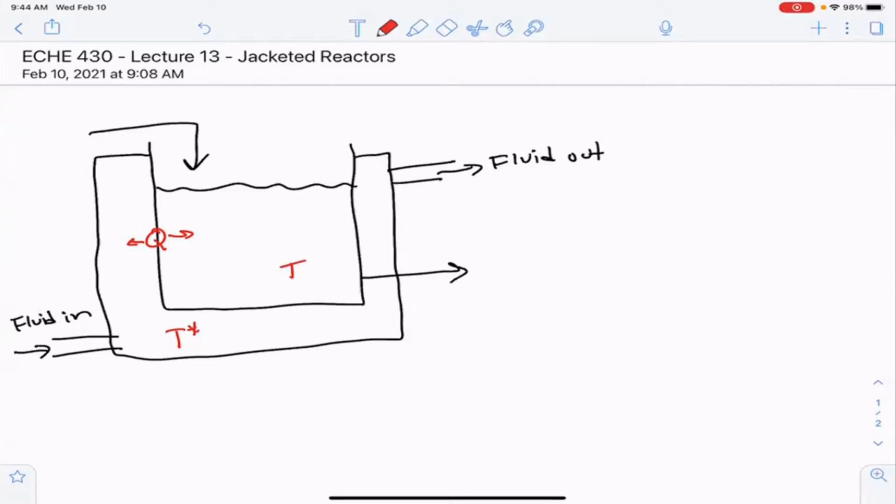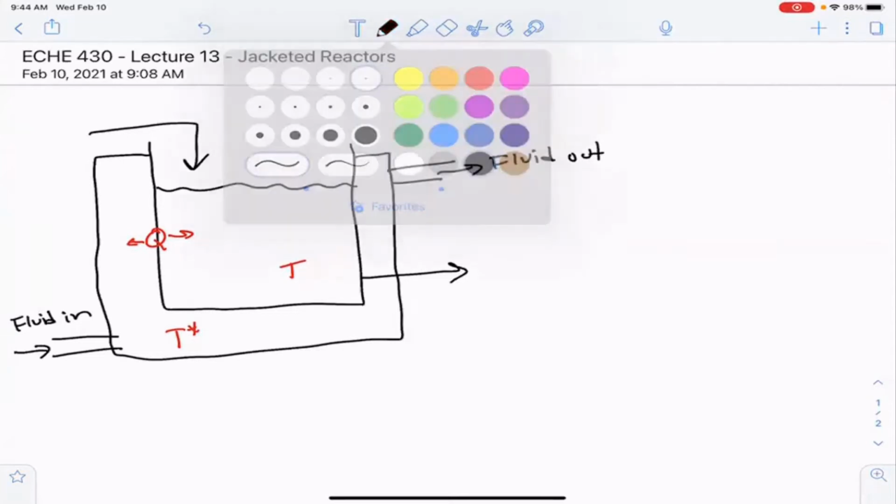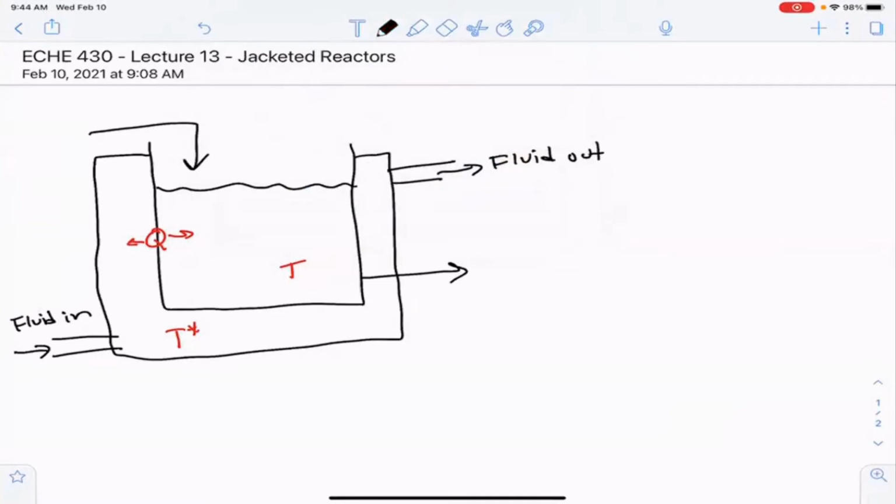What we need to do is determine how a situation like this, where we have heat transfer between the reactor and the environment, is going to impact the energy balance that we derived in lecture 12.